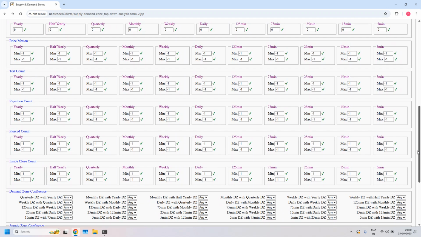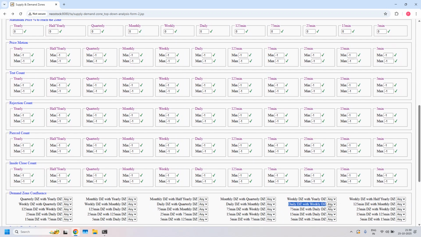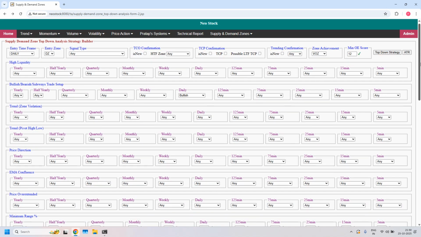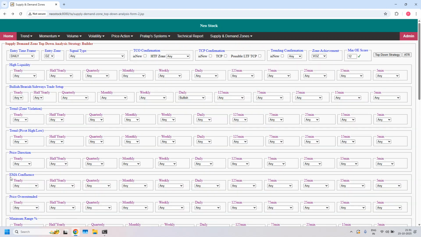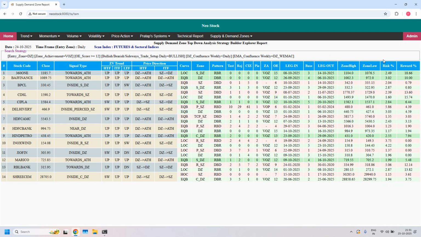First, daily and weekly demand zone confluence, that is LTF and ITF demand zone confluence. So this filter is enabled. Okay, daily and weekly demand zone confluence is enabled. Applying the filter, we got 20 stocks. Let's further filter based on weekly demand zone with weekly EMA confluence, because weekly trend is uptrend in all the stocks. So 14 stocks are filtered.